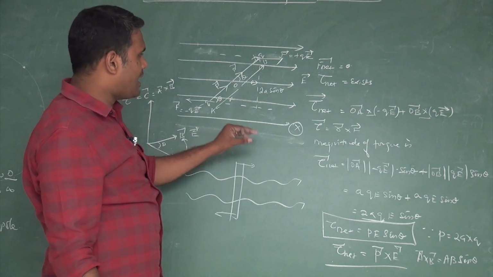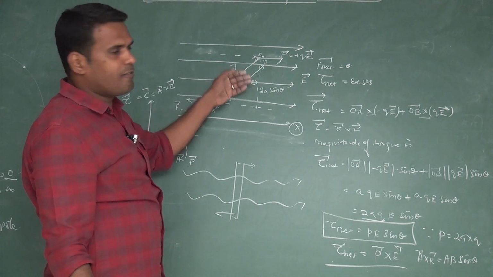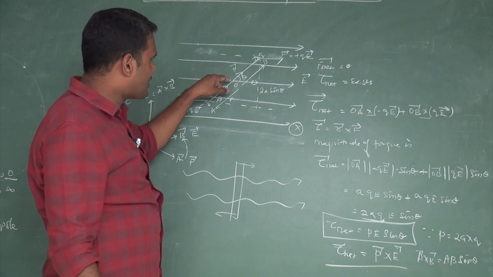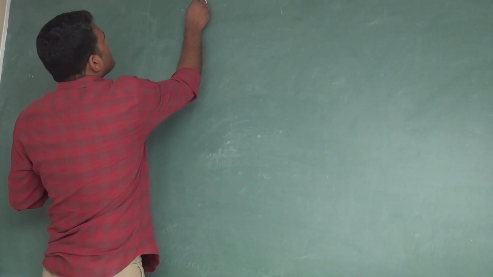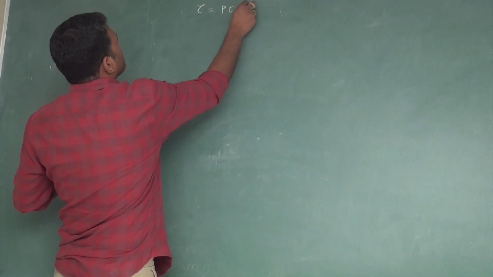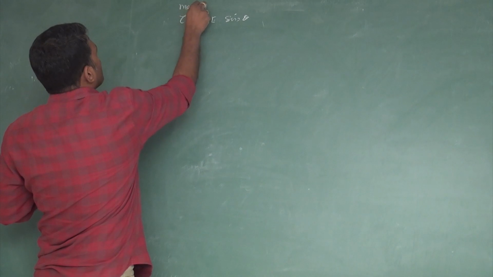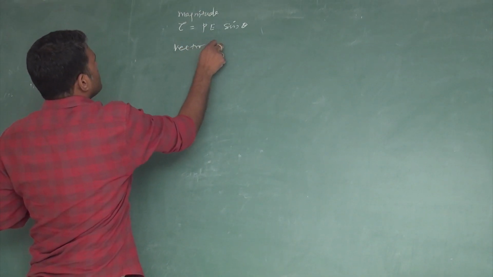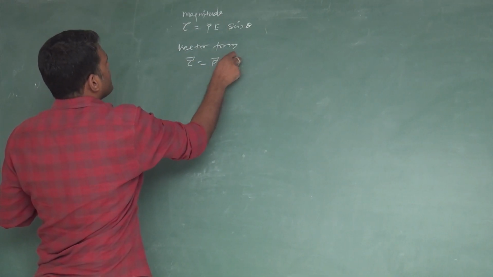So the torque acts perpendicular to the plane containing P vector and E vector. If P vector and E vector are lying in the plane, torque will be acting in a direction perpendicular to the plane of the board. The magnitude of torque is tau equals P E sin theta. This is the magnitude, and the vector form of torque is tau vector equals P vector cross E vector.